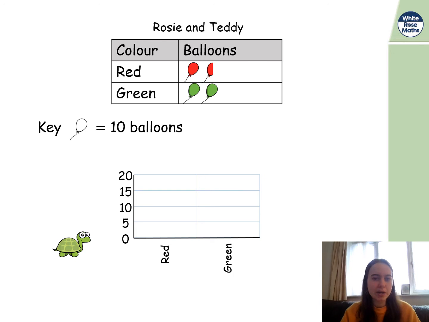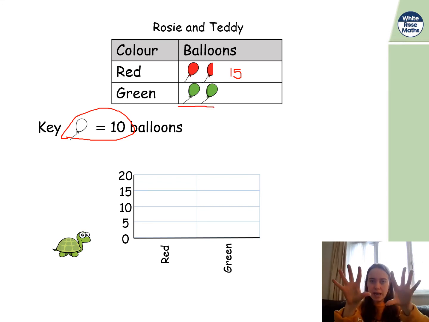So have a look at the red. Notice that there's half of a balloon. And if a full balloon is 10, what's half a balloon going to be? It's going to be 5. So 10 add 5 gives us 15. And for green, they've got 2 balloons. That's 10 add 10, which is 20.